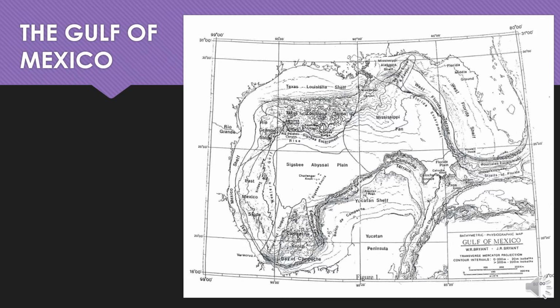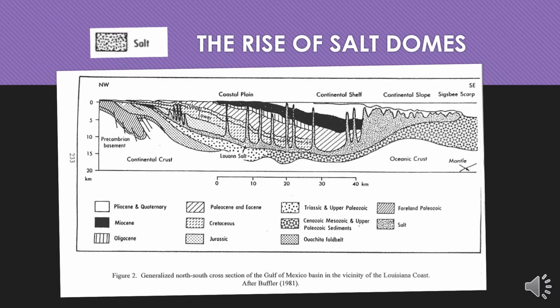Over time, a 1 to 3 kilometer thick salt body accumulated on the floor of the sea basin. This caused thousands of salt domes to rise and penetrate the thick overlaying layers. Here you can see the salt bodies rising through Cretaceous, Paleocene, Miocene, and Pliocene layers to create the salt domes.